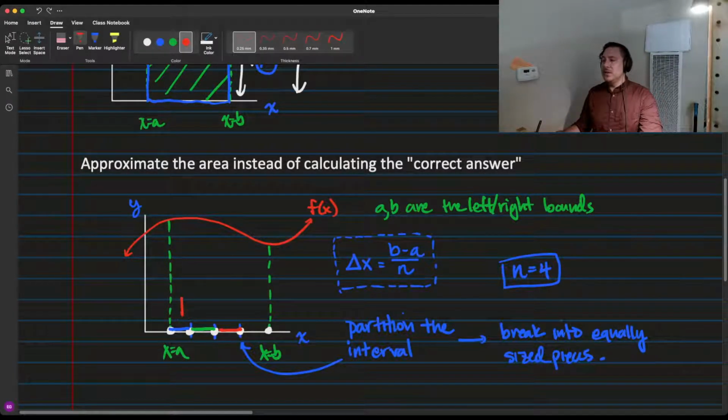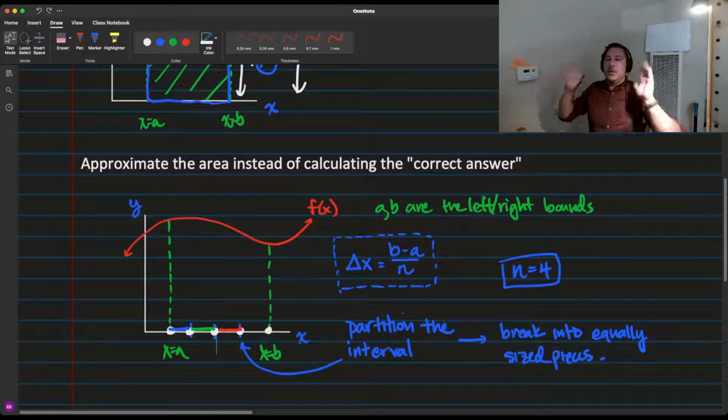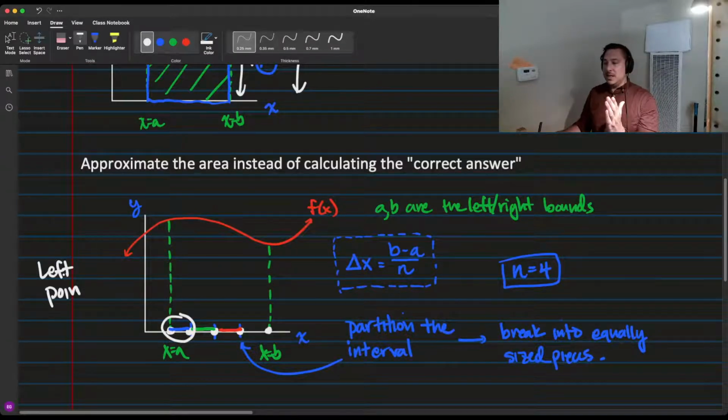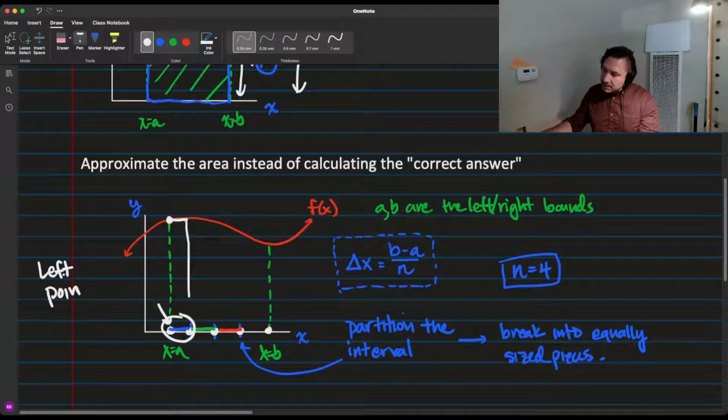Okay, so now what you have to do is you have to choose how tall your rectangles will be. Usually what you do is you're going to use the left or right endpoint of those bases to determine the height. So let's say that you use the left point. It means you look at this base right here, and you take the left endpoint, which is the one right there, and that will determine how tall your rectangle is. So that left endpoint ends up right here on the function, and you get a rectangle that looks like this.